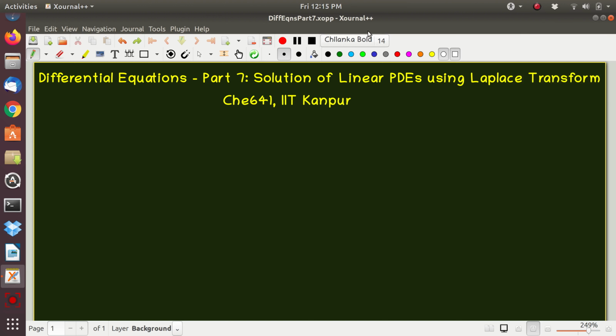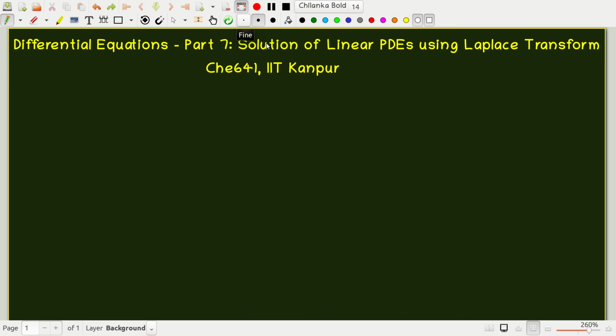Hello students, in this module, which is part 7 in our series on differential equations, we will try and solve an initial value problem, a partial differential equation with initial condition and boundary conditions, in a semi-infinite domain. So we'll consider the usual unsteady diffusion or heat equation, right?